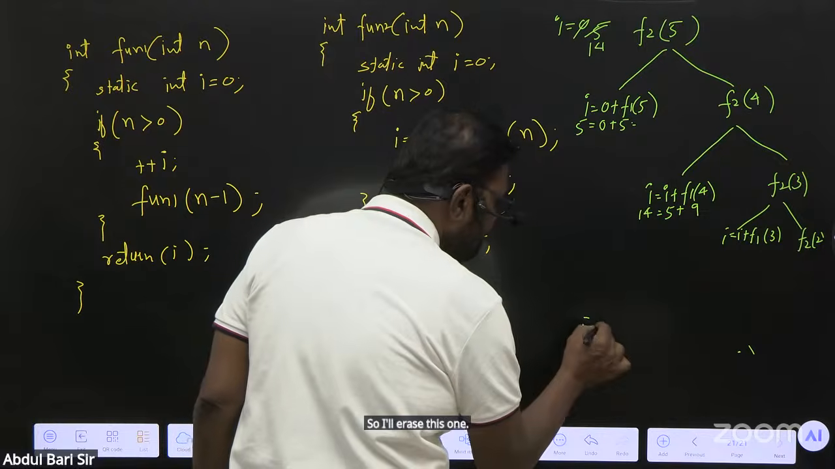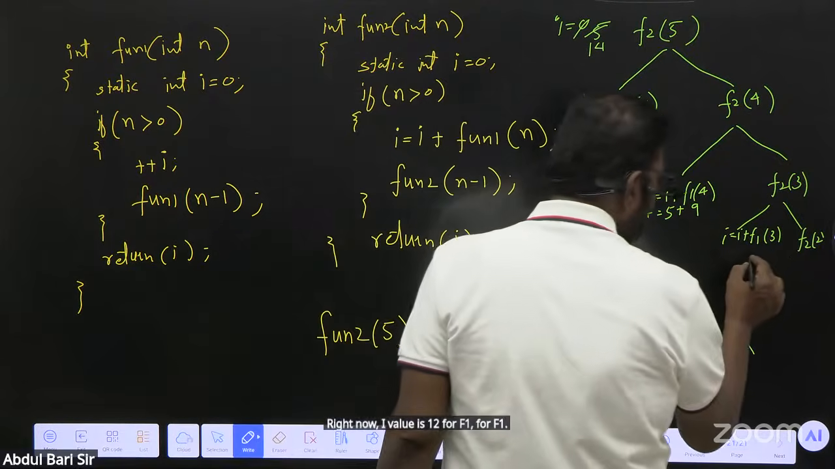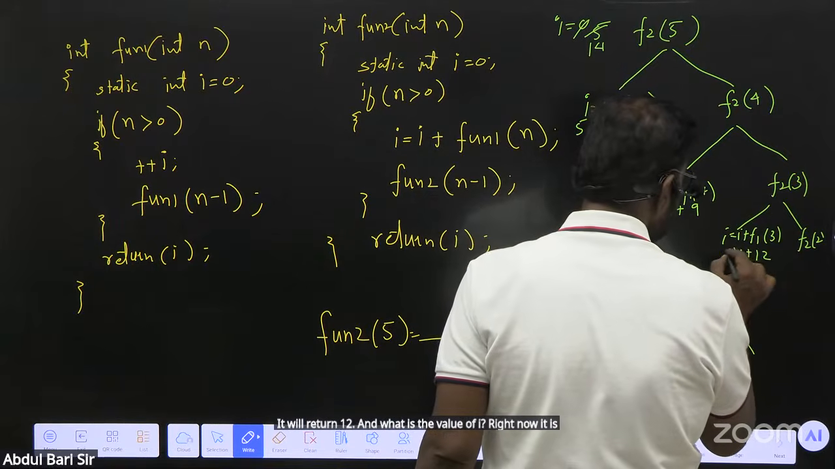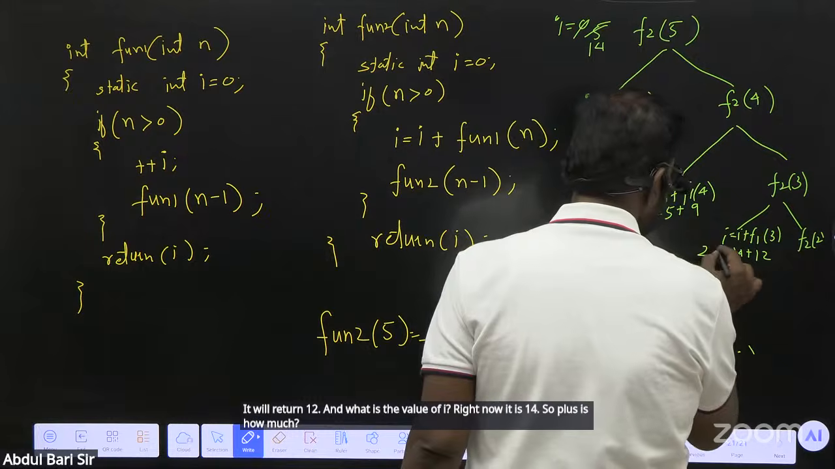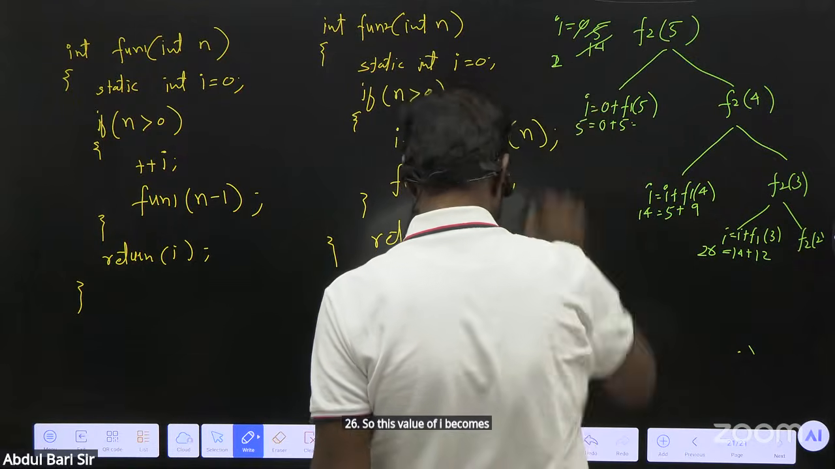Right now I value is 12 for F1. For F1, it will return 12. And what's the value of I? Right now it is 14. So plus is how much? 26. So this value of I becomes 26.